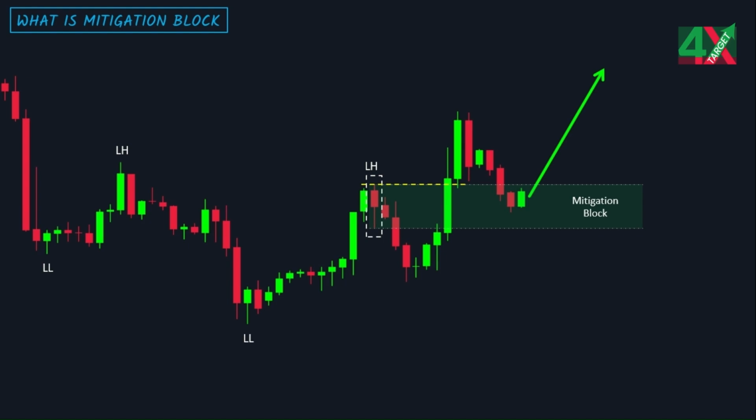It is based on trend failure and institutional risk adjustment, not retail stop hunting. In simple terms, a mitigation block is the footprint left behind when the market fails to continue in its expected direction and smart money responds by adjusting positions. Recognizing these zones allows you to identify where institutions have already been active, and where price is likely to react again.